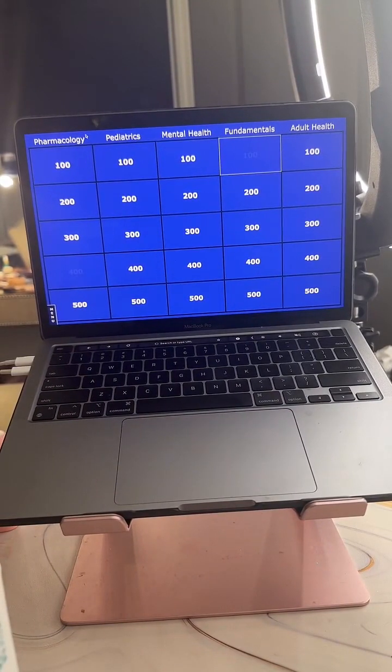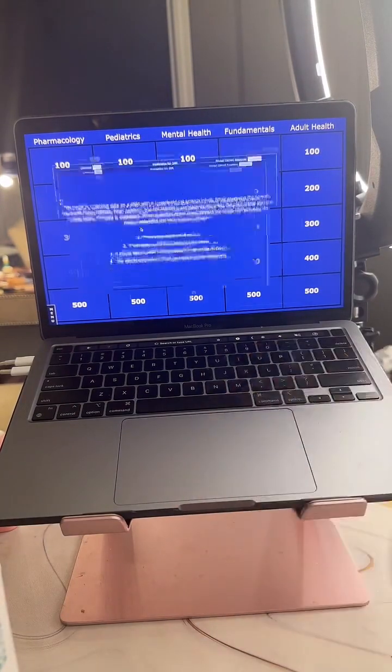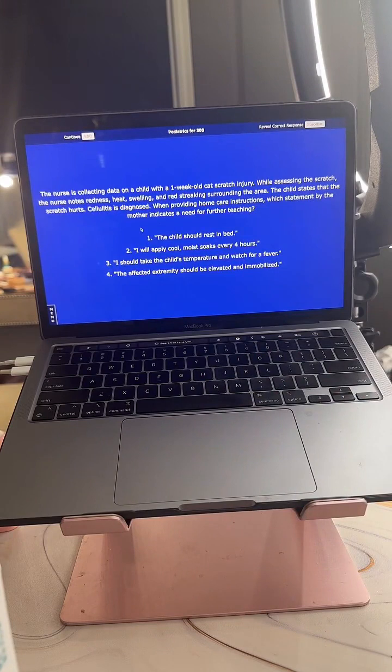right, let's do pediatrics. Let's do peds and let's do it for 300 points. All right, guys, peds for 300 points. It says the nurse is collecting data on a child with a 1-week-old cat scratch injury. While assessing the scratch, the nurse notes redness, heat, swelling, and red streaking surrounding the area. The child states that the scratch hurts. Cellulitis is diagnosed. When providing home care instructions, which statement by the mother indicates a need for further teaching?